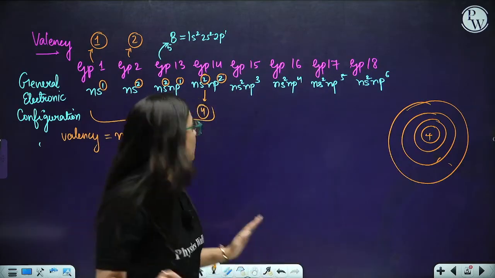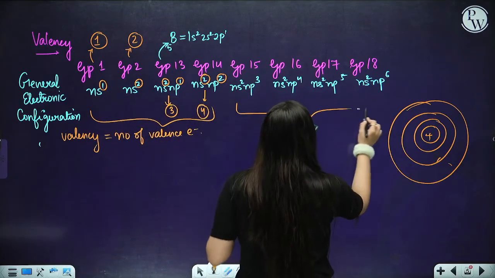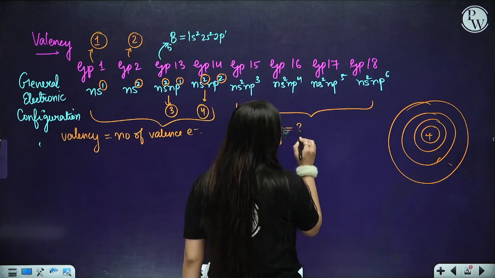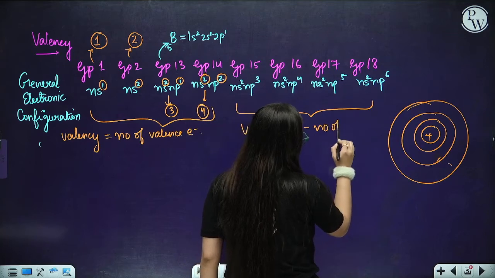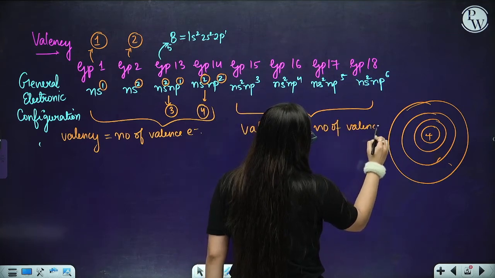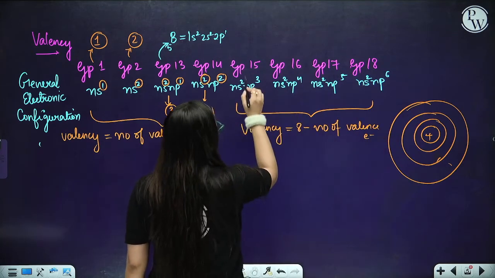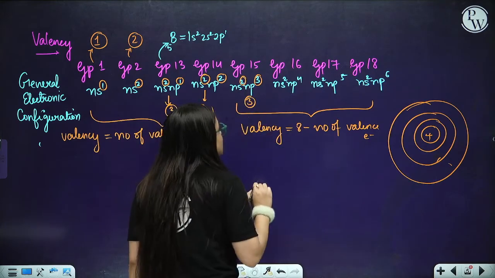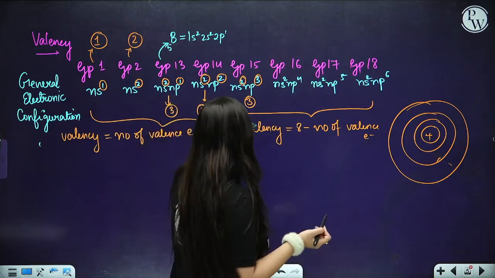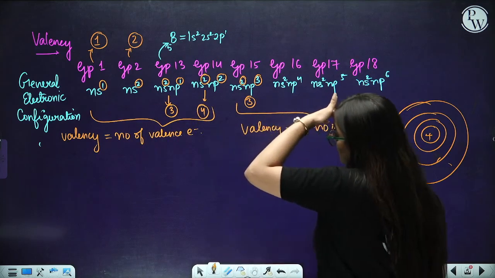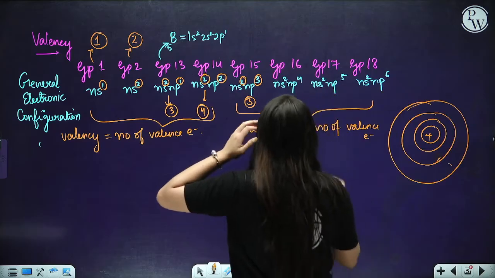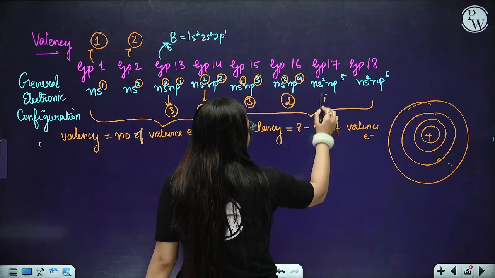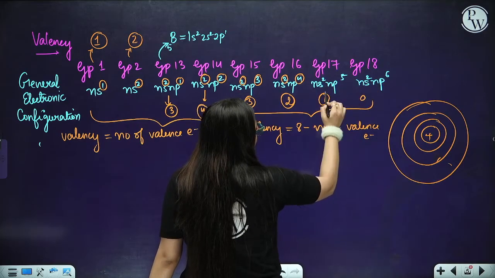But from group number 15 to group number 18, what will be the valency? The valency will be equivalent to 8 minus the number of valence electrons. Now 8 minus 2 plus 3, 5, so it comes out to be 3. For this case, 8 minus 2 plus 4, 6, so it comes out to be 2. 8 minus 7 comes out to be 1. 8 minus 8 comes out to be 0.